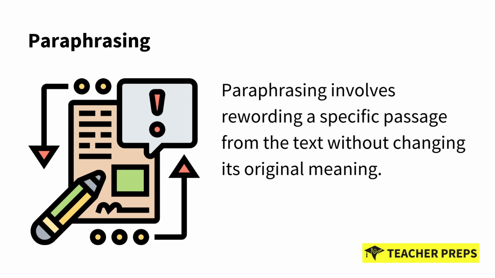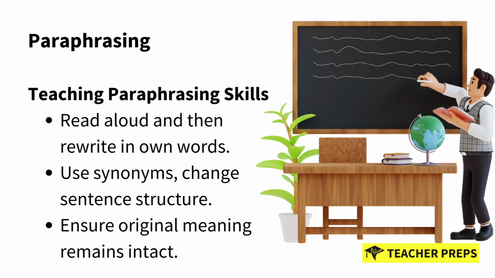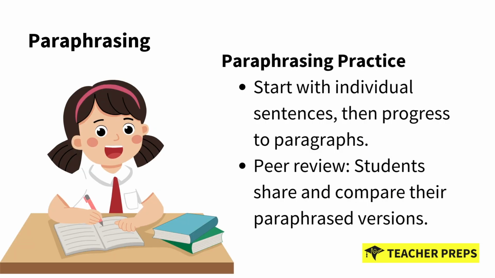its original meaning. In order to teach our students this skill, we can start with a read aloud and then demonstrate how to rewrite what we just read in our own words. Show the students your use of synonyms, changing of sentence structure, and ensure the original meaning stays intact. Next, give the students a chance to practice paraphrasing by providing the students with individual sentences, then progressing to paragraphs.